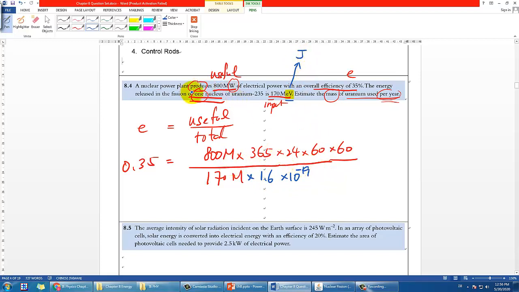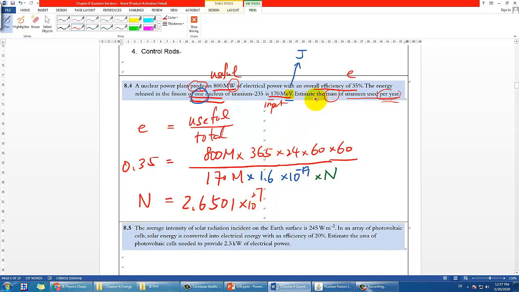But then again, this is only for one nucleus only. So we have to find out how many nuclei in total we need. So a total number, I'll use the big N to represent. So after we find out big N, there should be a way to find out the mass for sure. Using your calculator, you should be able to find out the big N as 2.65001 times 10 to the power of 27. So this is the total number of how many you have.